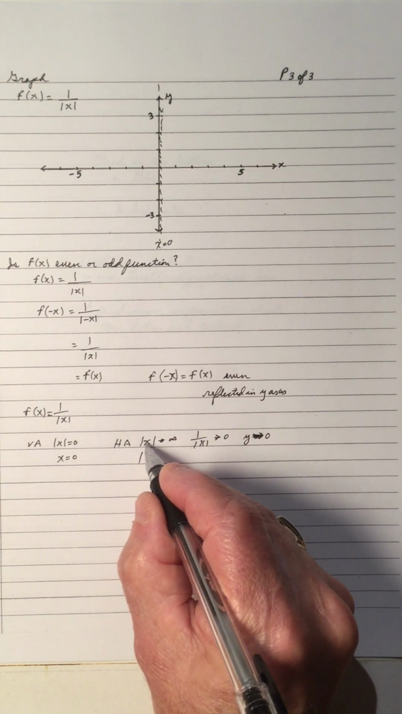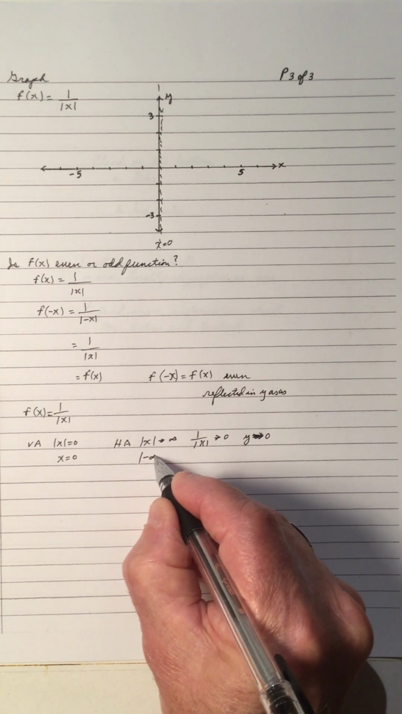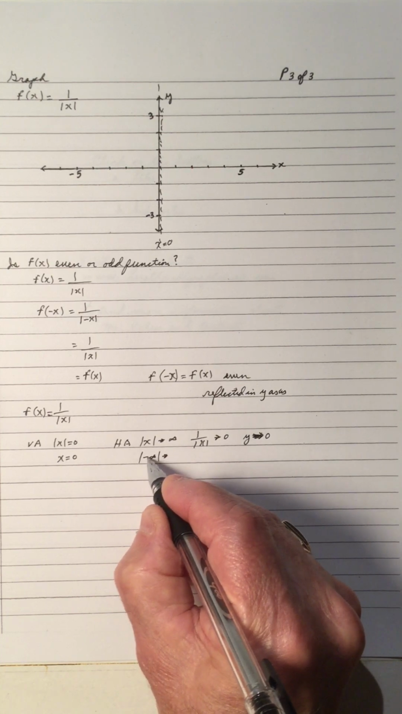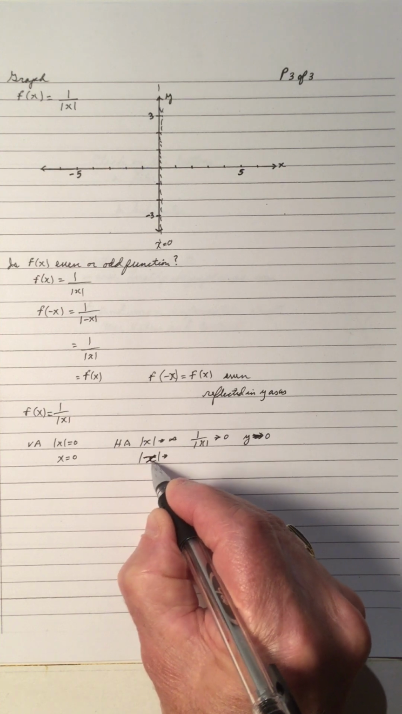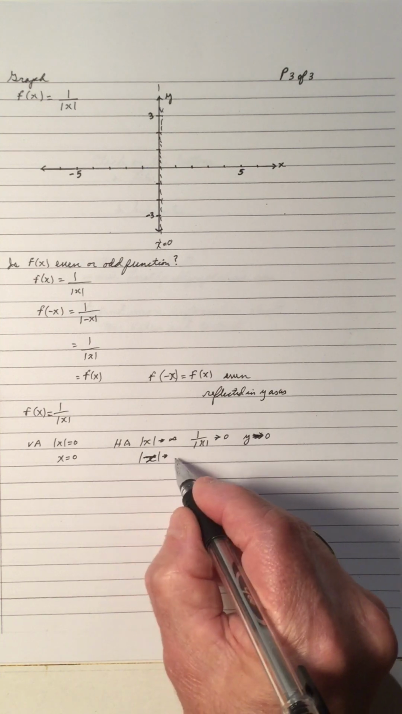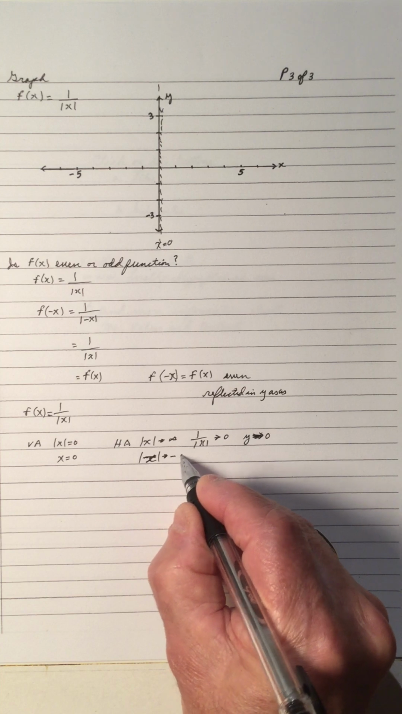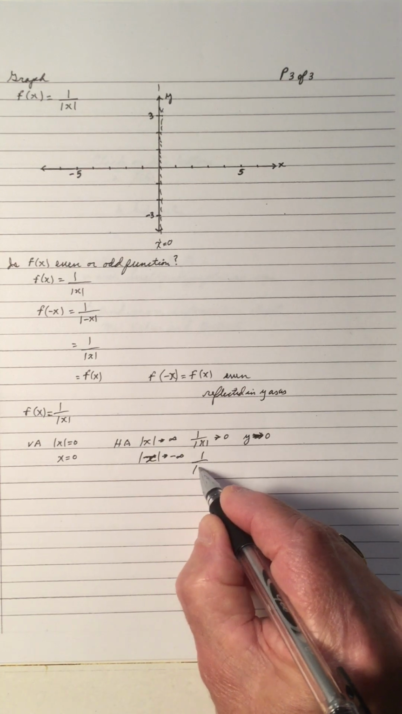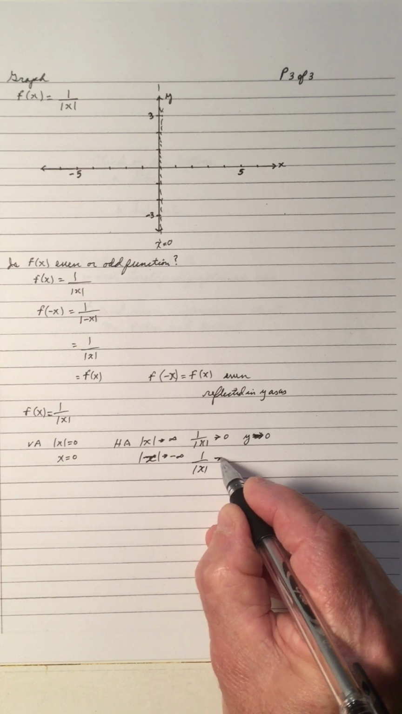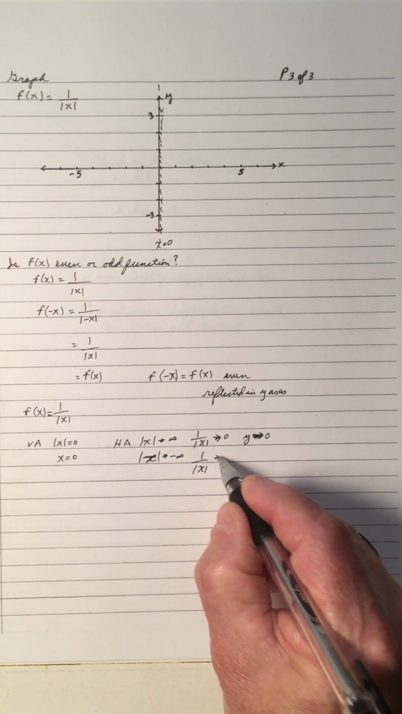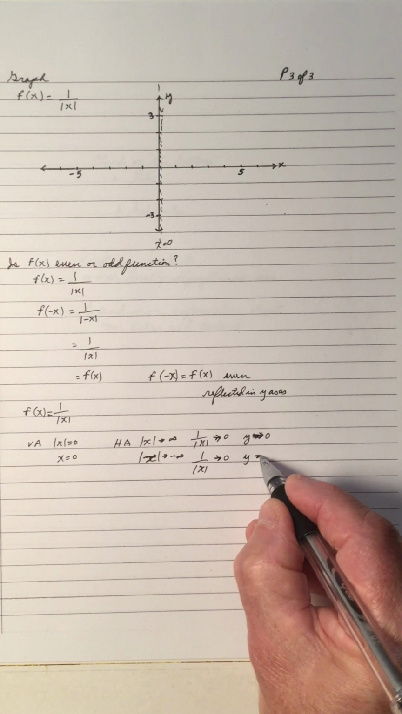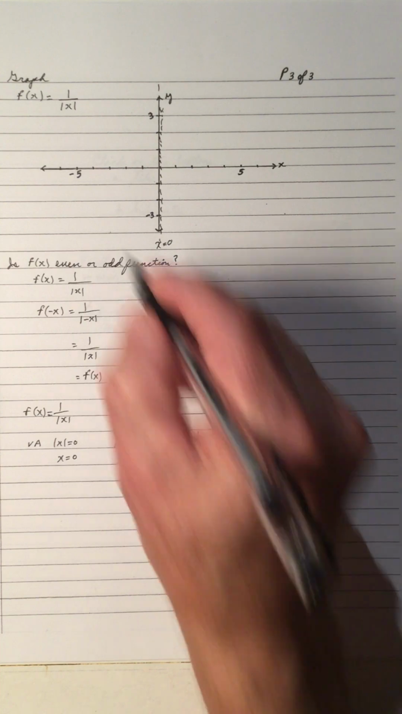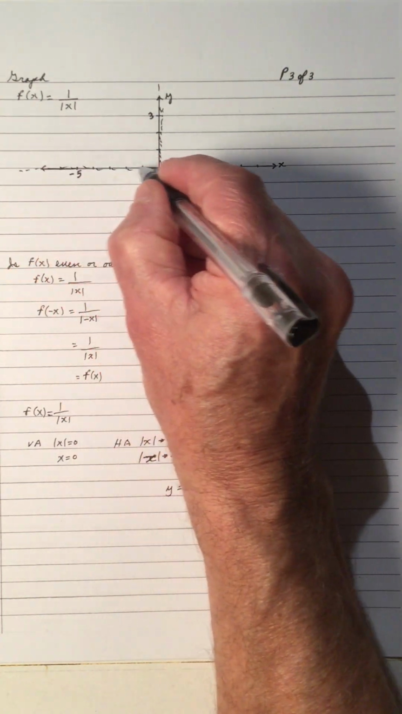And what about if the absolute value of x goes to negative infinity? That means that 1 over the absolute value is going to go to 0. So y is going to go to 0. So the horizontal asymptote is y equals 0. And that is the x-axis right here.